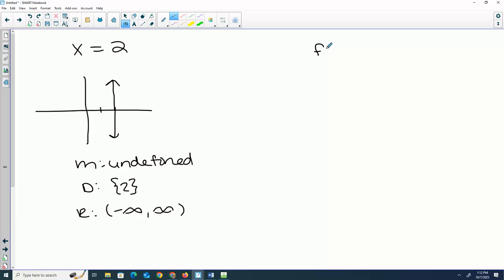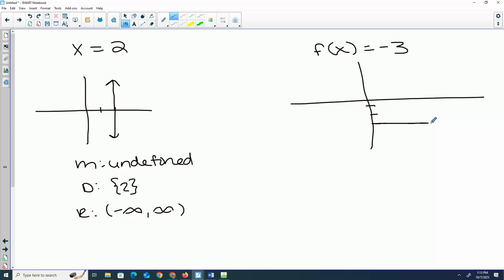If I say f of x equals -3, f of x is the same thing as y. Y equals a number is horizontal. What's the slope of a horizontal line? 0. What's the domain of that one? What's the range of that line?